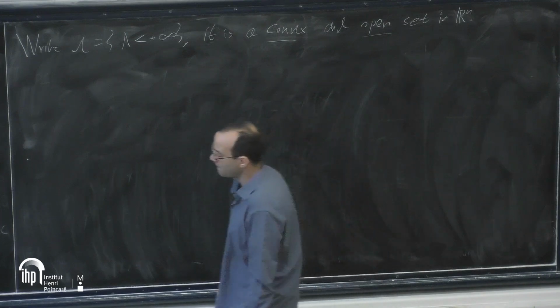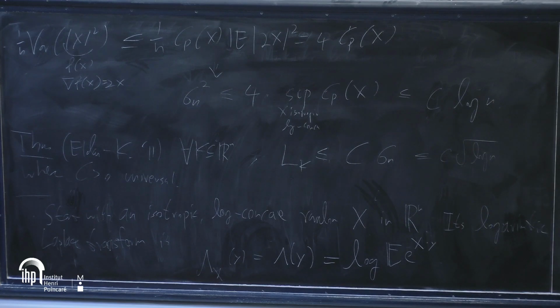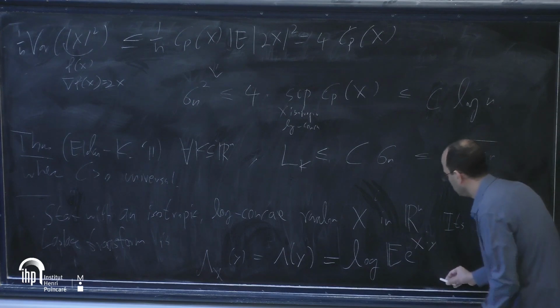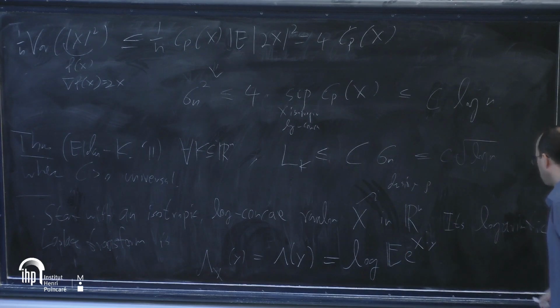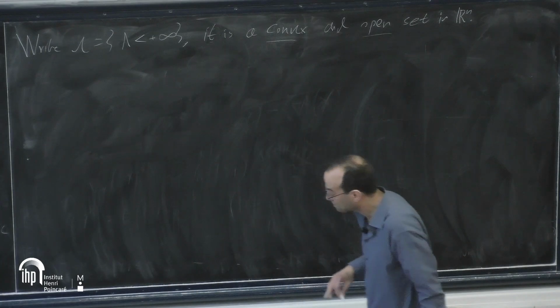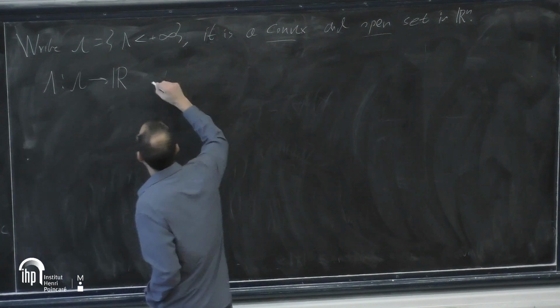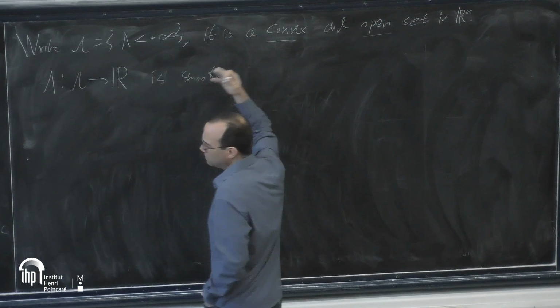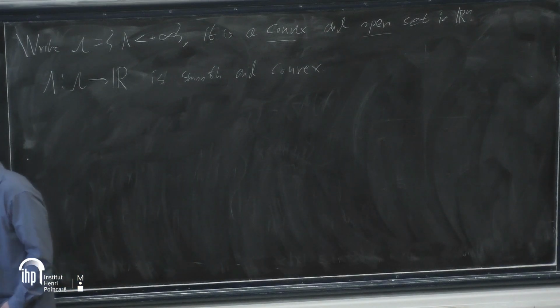And why is it open? Because if it's finite at some point, then you know that this is integrable, where the density is rho, as usual. But this is, again, log-concave, so you get a log-concave measure of finite integral. So it decays exponentially at infinity, so you can move a little bit around it and show that it's open. Okay, so it is convex and open. And lambda on omega is smooth and convex. Smooth, you believe, I guess, and convex by Hölder. By Hölder, you get that it's convex.